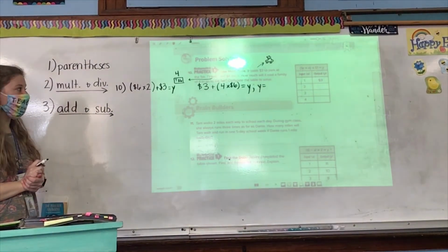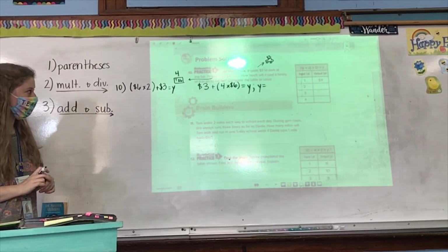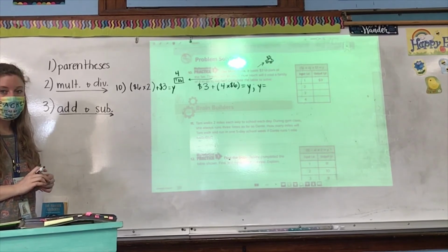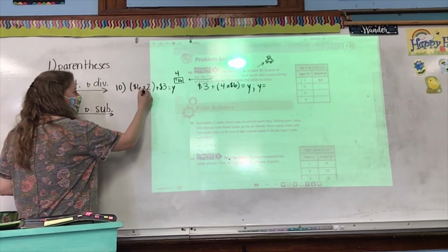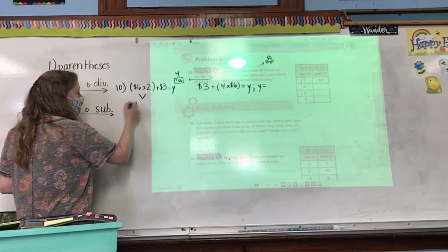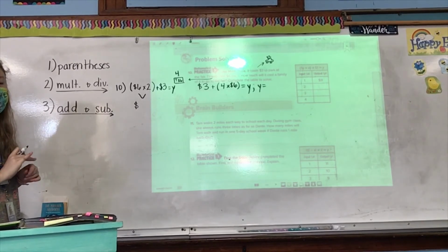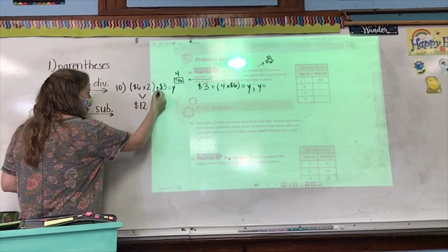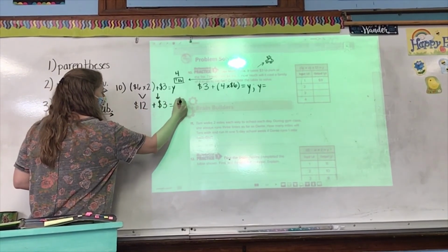Mason, what do we need to do first? Solve the problem in the parentheses. So, $6 times 2 is $12. Then we're going to bring down the rest of the equation.